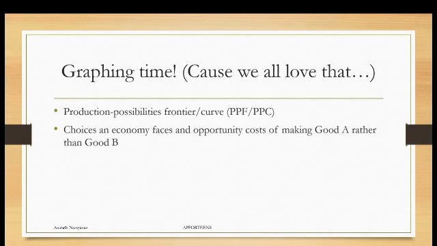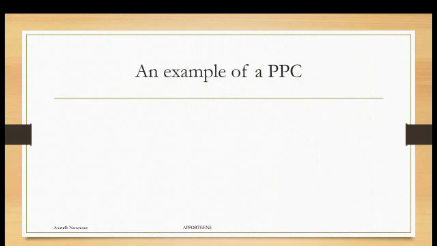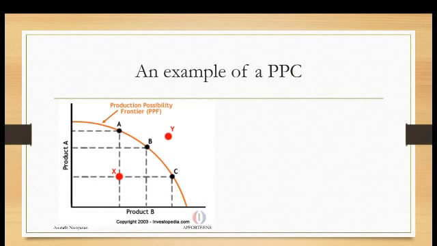Production possibility frontiers and curves show the choices an economy faces and the opportunity costs of making good A rather than good B. So let's look here. An example of a PPC would be something like this. You can see right here, I'm going to pull out my little mouse, you have product A on one side, product B on the other. Now I'm going to be staying on the slide for a little bit, so let's pull up the other things.